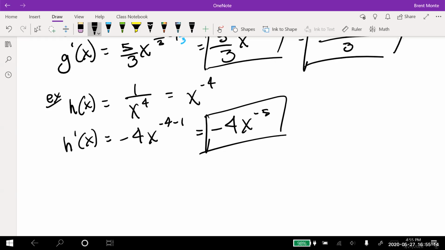If I want to get rid of the negative exponent, I have to move it to the bottom, but that -5 is just related to the x, so the answer would be -4 over x to the 5th power. It's only the x to the 5 that goes to the bottom, not the negative 4.